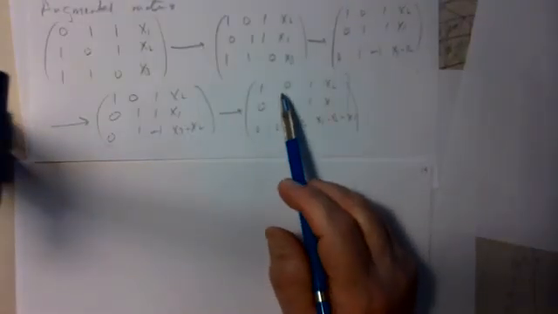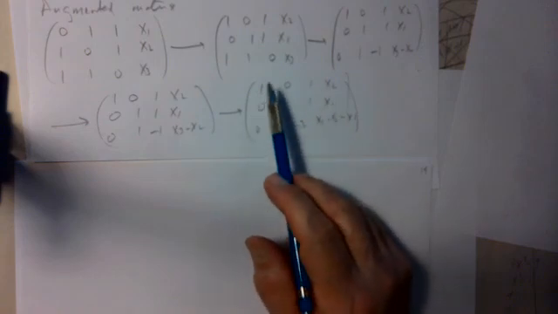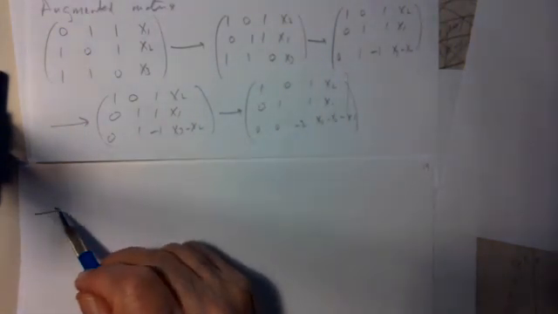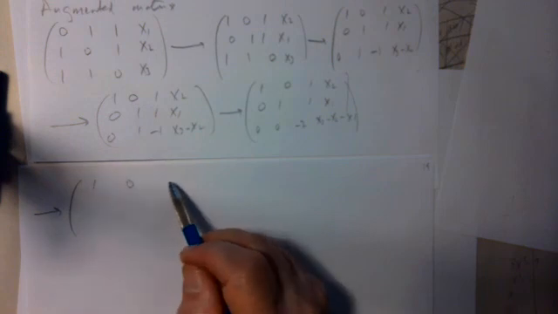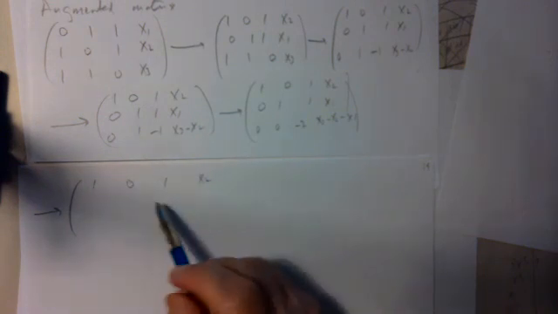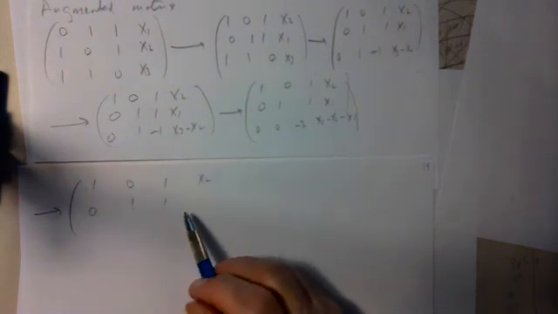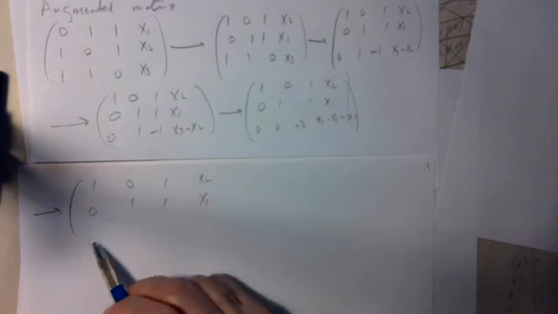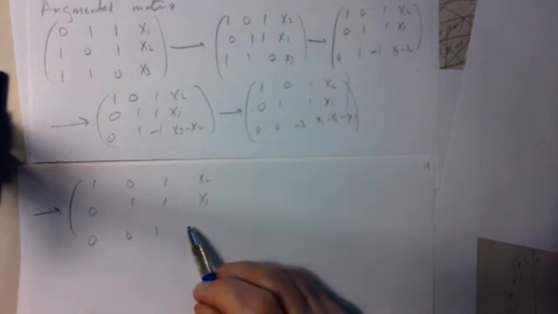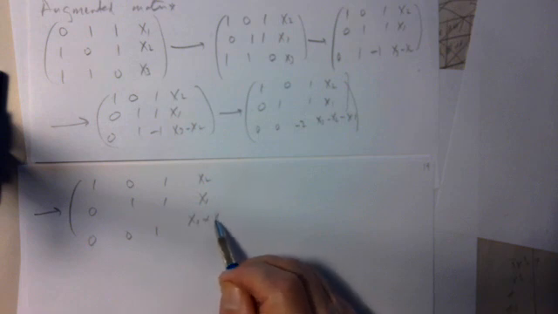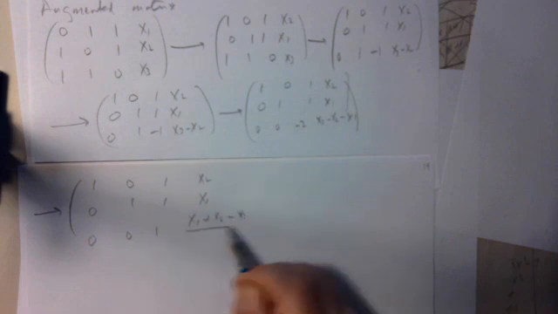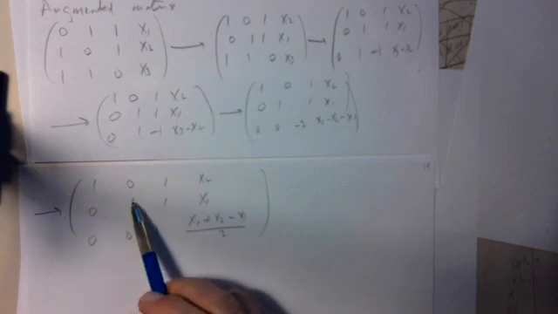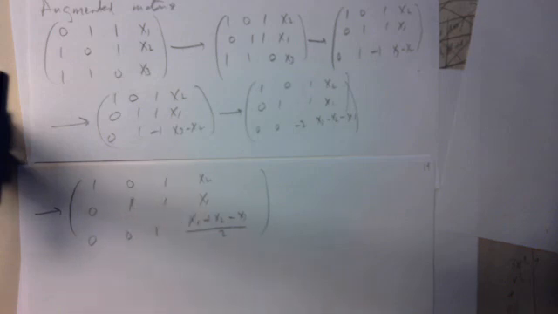So my first column is good. My second column is good. I want a 1 here. So the next step, I have (1, 0, 1 | x2), (0, 1, 1 | x1). Divide the third row by minus 2. I get 0, 0, 1, and x1 plus x2 minus x3 over 2. And now I need zeros here and here.